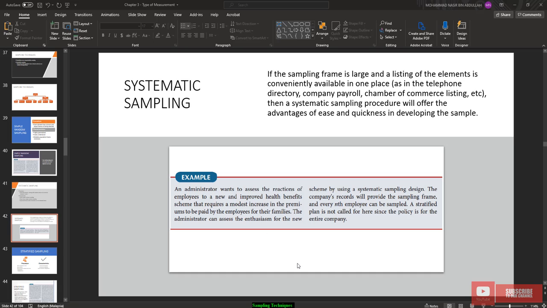You can pause the video and read the example. As you can see, the administrator can assess the acceptance of the new scheme by using systematic sampling. The company records will provide a sampling frame, and every nth employee can be sampled. So this n is the same value as the k value. A stratified plan is not called for here, since the policy is for the entire company, right?